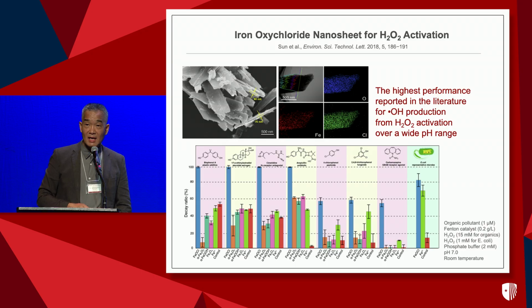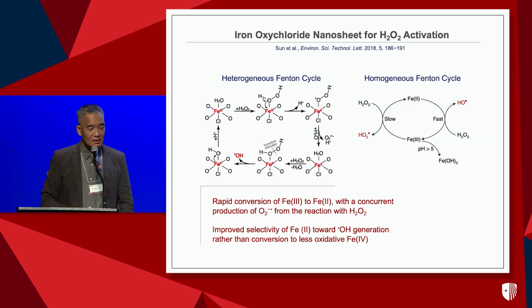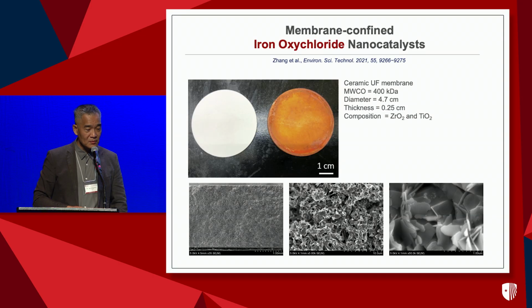This was the highest performing catalyst in the literature at the time in producing hydroxyl radical from hydrogen peroxide and destroying pollutants. This was like a killer catalyst. Okay, it works over a wide range of pH, which is cool. Okay, the mechanism we can discuss during the panel discussion after we discuss the World Cup.